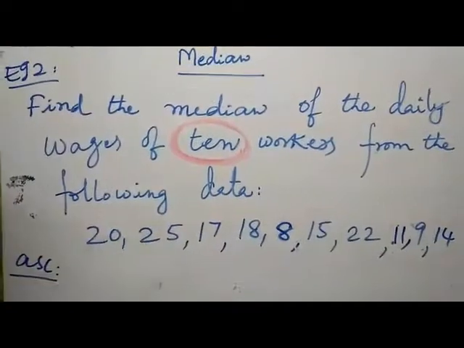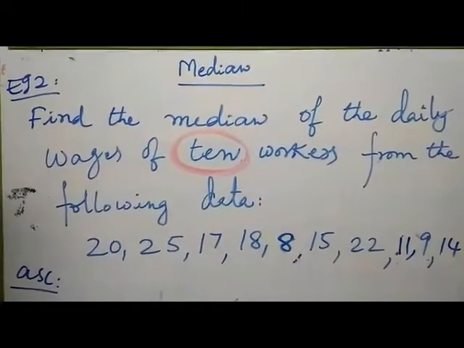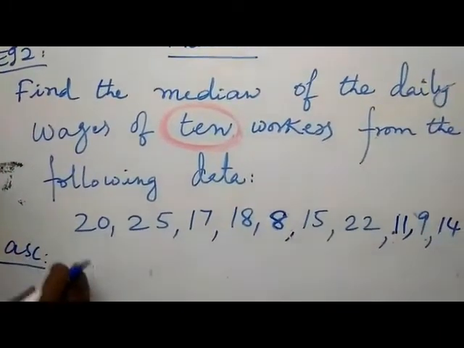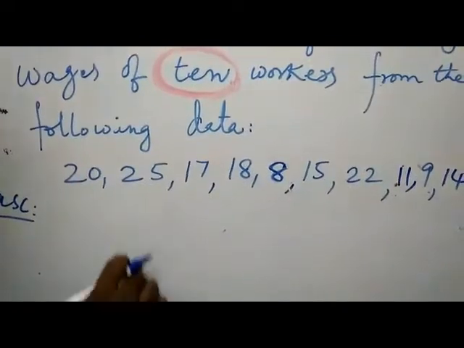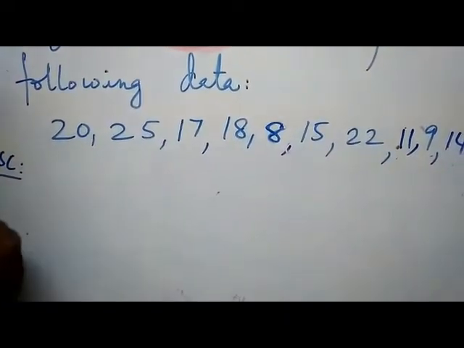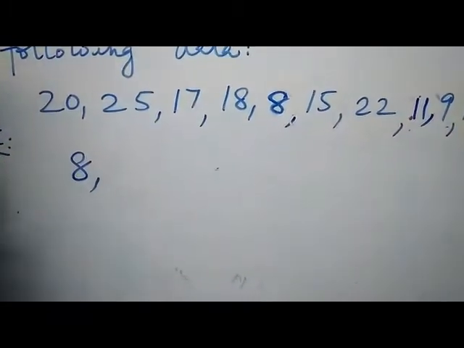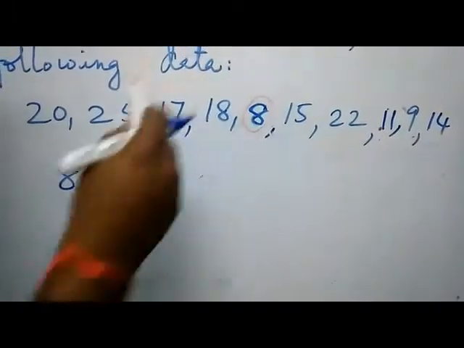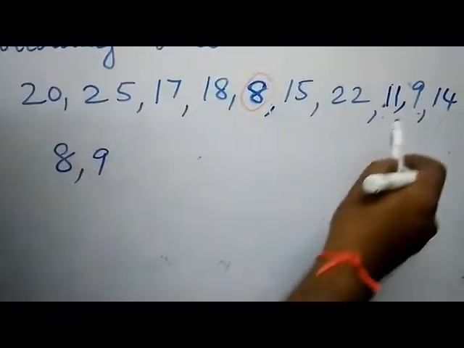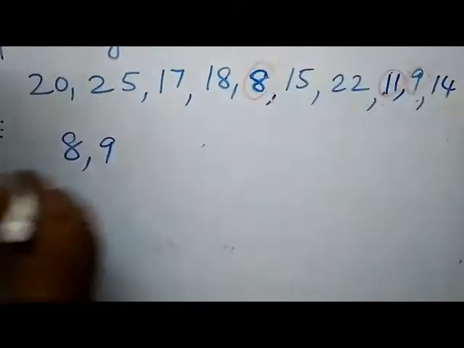Second example. I already explained the same example with the old method. Now, the same example: check the data. First, arrange in ascending order. What is the smallest number? 8. Smallest number 8. Next one is 9.